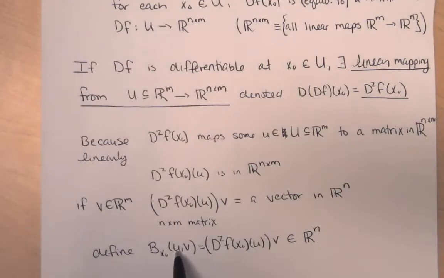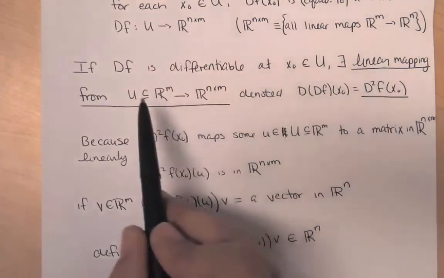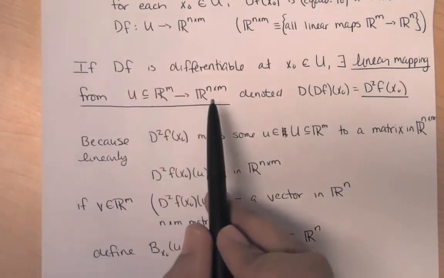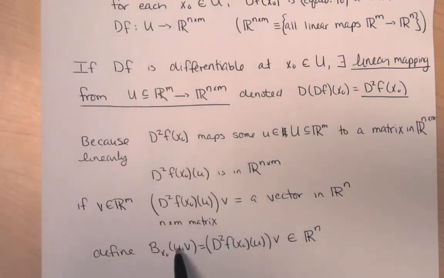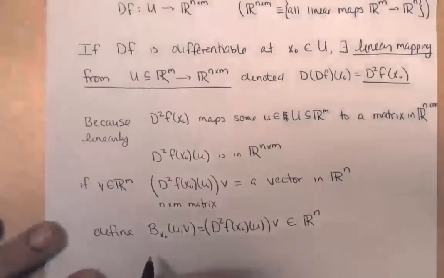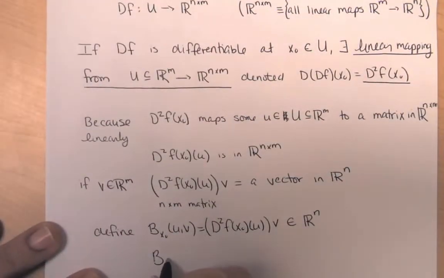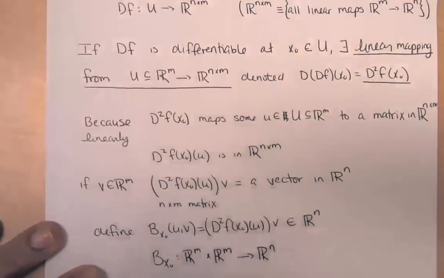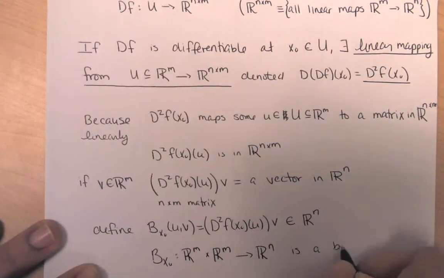Because this is linear with respect to U, because remember the second derivative at x naught is a linear mapping from a subspace of Rm to a matrix, it's linear with respect to U, and because the operation on V is just a matrix times V, it's linear with respect to V. Therefore, B at x naught, which maps two vectors from Rm to a vector in Rn, is a bilinear map.